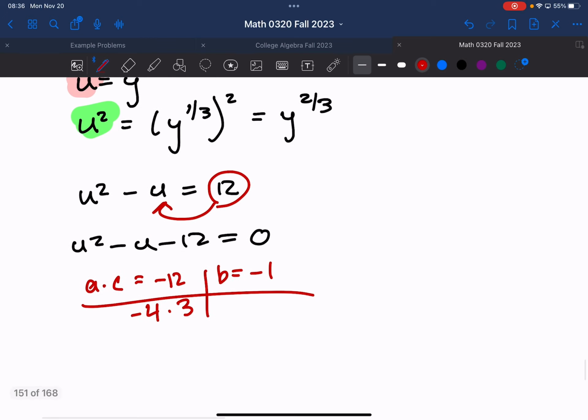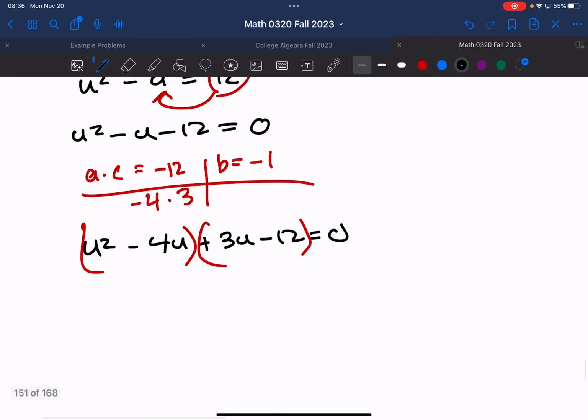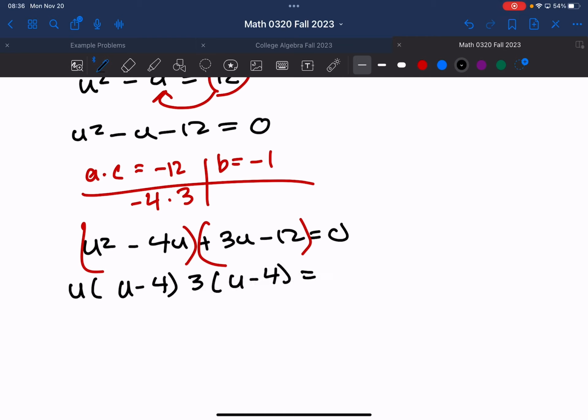So I'm going to go ahead and expand that so I can do factor by grouping. So u squared minus 4u plus 3u minus 12 equals 0. From the first parentheses, I can take a u, and I'm left with u minus 4. And from the second parentheses, I can take a 3. So again, I'm left with u minus 4. So I have u minus 4 times u plus 3 equals 0.